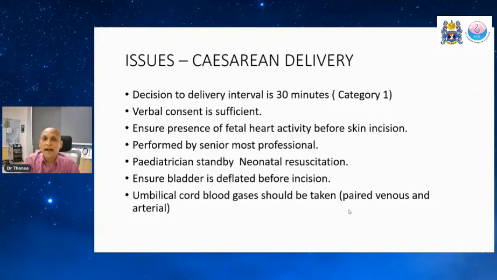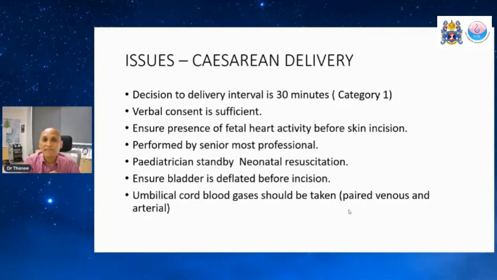Ensure that at the time of performing the cesarean section, the fetal heartbeat is present at the time of skin incision, just before the skin incision. The cesarean section should be performed by the most senior and experienced personnel. And there should be a pediatrician on standby for the neonatal resuscitation of the compromised fetus being delivered.